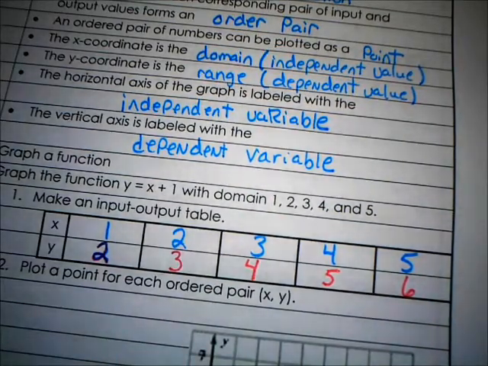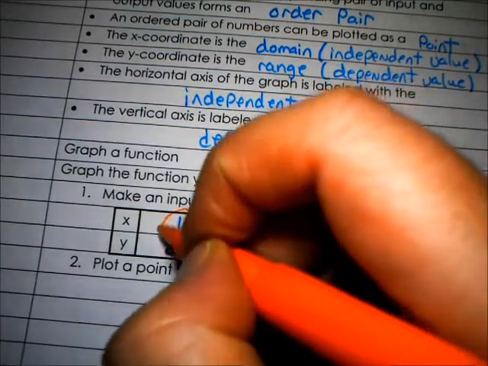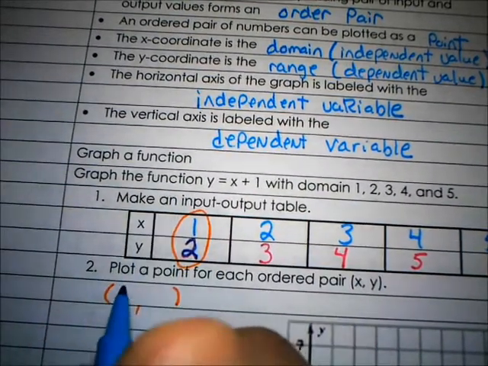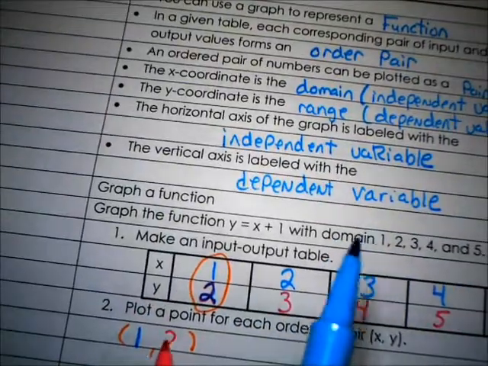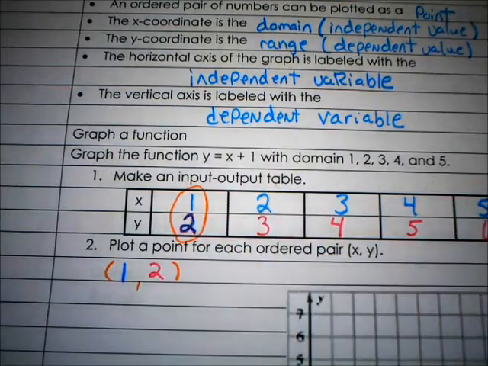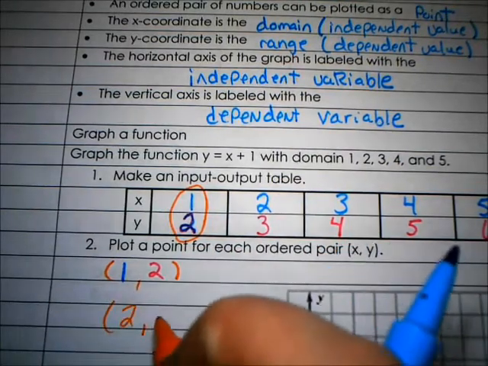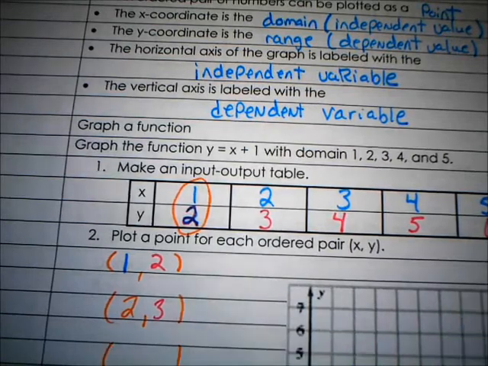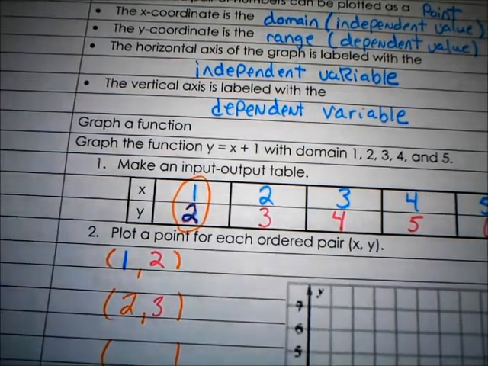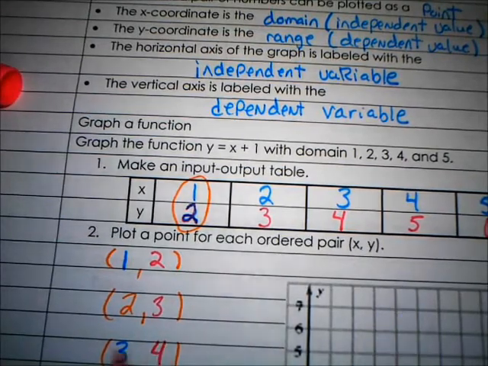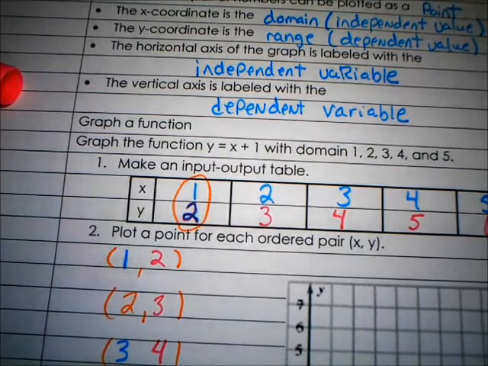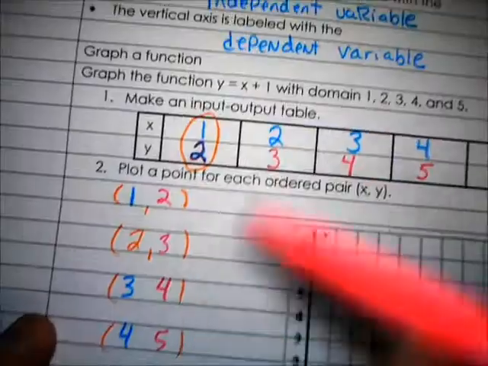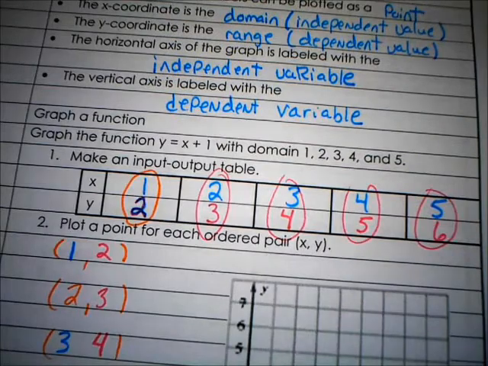Okay. Then I want to plot these. Realize this together is one of my coordinates. So I'm going to have the coordinate 1 and 2. And then my next coordinate is going to be a 2 and a 3. And then your next one will be a 3 and a 4, and then a 4 and a 5, and then a 5 and a 6. These are all my coordinates that are coming from the table in that fashion.